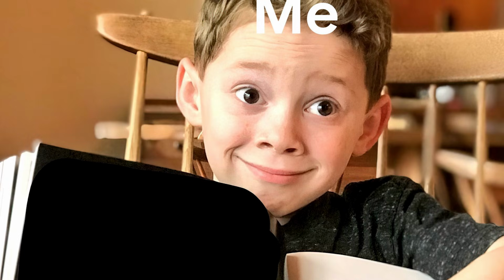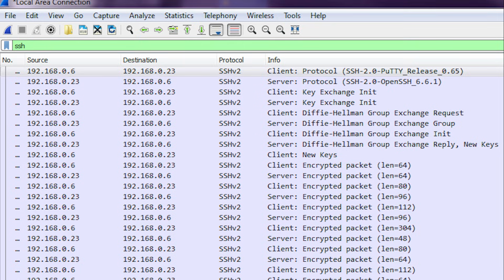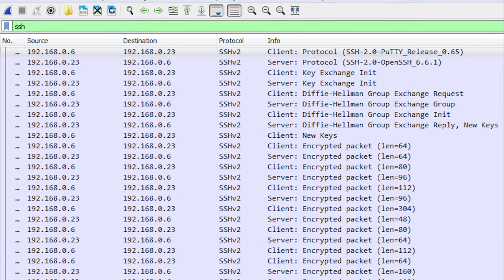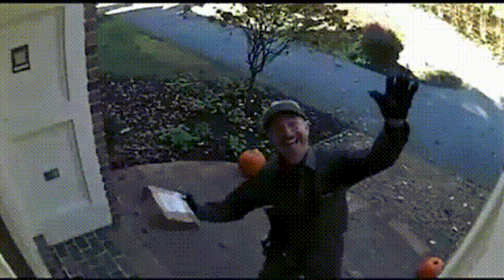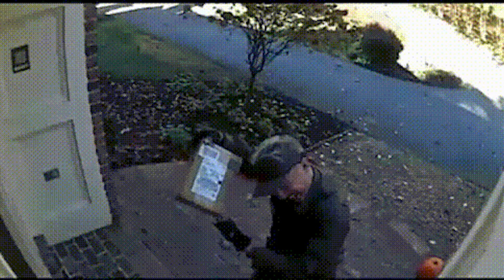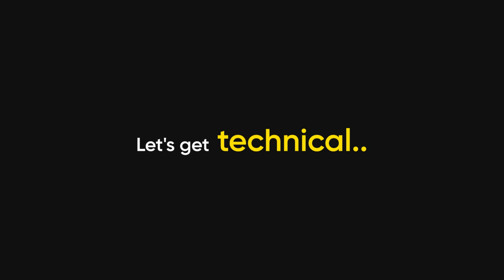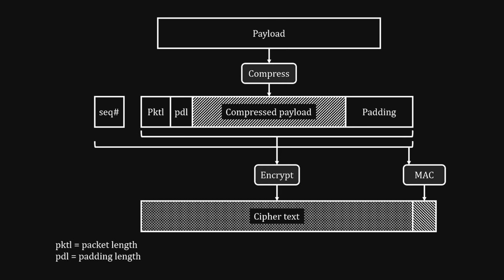SSH fixed this by encrypting everything, so even if someone captures your packets, all they see is encrypted gibberish. They can still see that you're making an SSH connection, and they can analyze packet frequency and size, but they can't read the actual data. It's like your neighbor seeing packages delivered to your house. They know you ordered something, but they can't see inside the boxes.